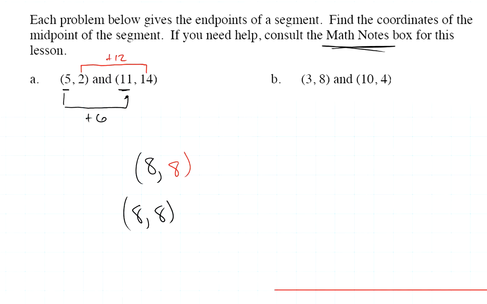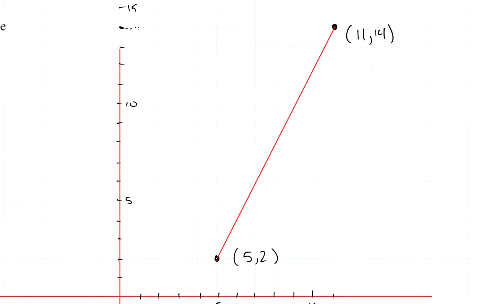I want to follow up before I just move on from this and verify that we're doing the right thing here. So I went ahead and plotted those 2 points, the 5, 2 and the 11, 14, on this Cartesian coordinate plane. And we're claiming that the midpoint lives at 8, 8, which is right here. Well, that certainly looks like the midpoint, doesn't it?